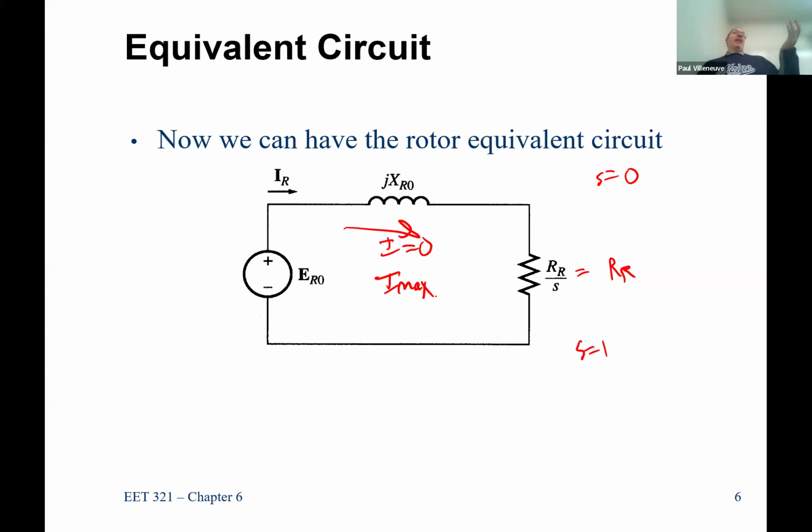Because there's no mechanical torque when the machine starts up, right? It's not spinning, so you can't have any torque. But in fact, because of the way the circuit is set up, you are generating maximum current through here, which means the rotor gets hot really fast. So you can't energize a motor and leave it in that locked rotor or block rotor condition for very long, because you'll burn up the rotor very quickly.